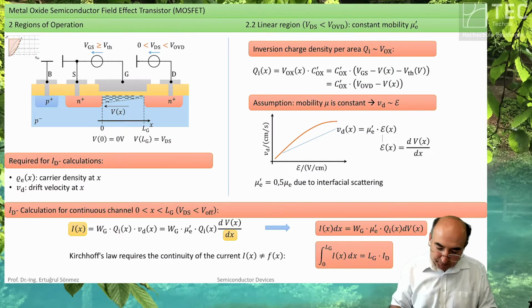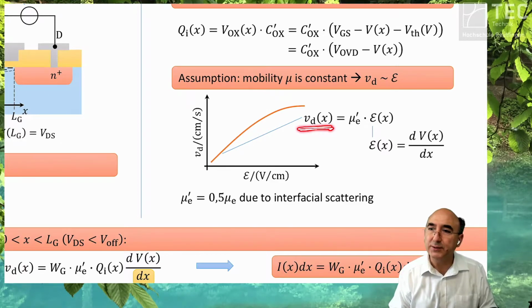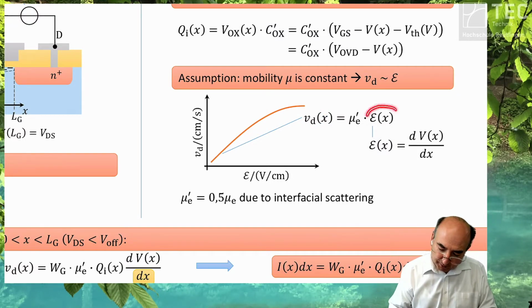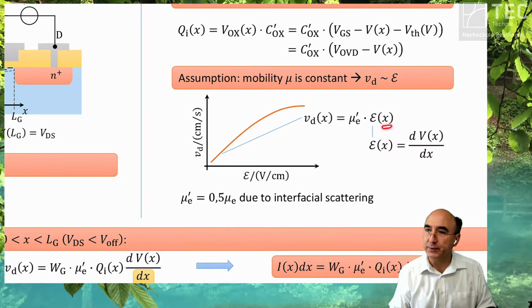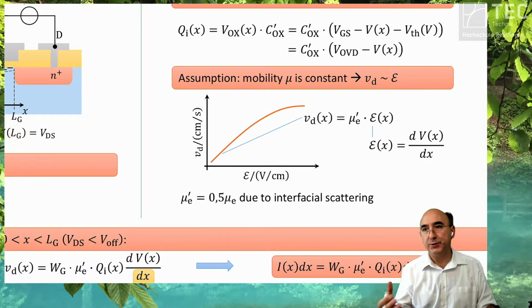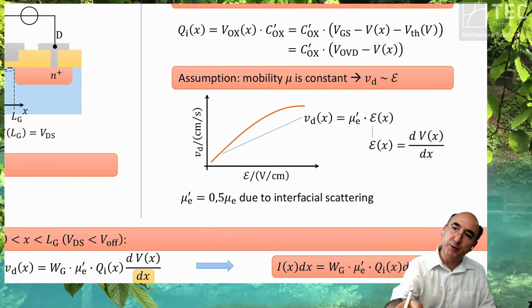Okay, but the movement, the velocity, is also a function of the location. Because you have an electric field, which is also a function of the location, times mobility. At the moment, up to now, we have assumed the mobility is given by the location, by a semiconductor.